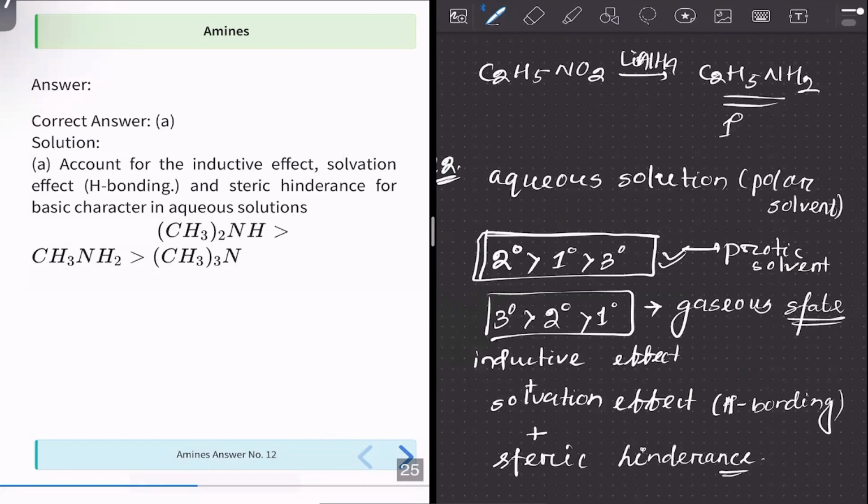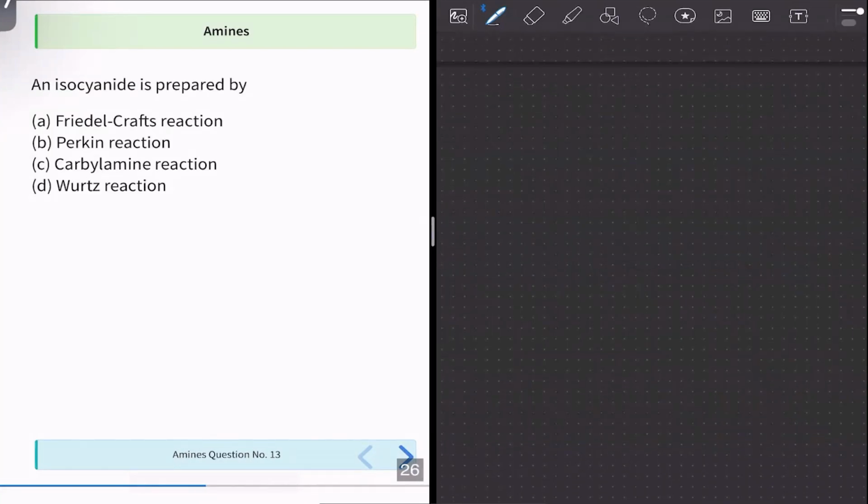An isocyanide is prepared by, okay, Friedel-Crafts reaction. No. What is the Friedel-Crafts reaction? There are two parts: Friedel-Crafts acylation and Friedel-Crafts alkylation. By Friedel-Crafts alkylation, we get the alkyl substituted benzene, and for Friedel-Crafts acylation, we get COCH3 as a substituent group on benzene ring. So option A is not correct. Perkin reaction is not in your syllabus. Okay, so leave that because it is not given in NCERT.